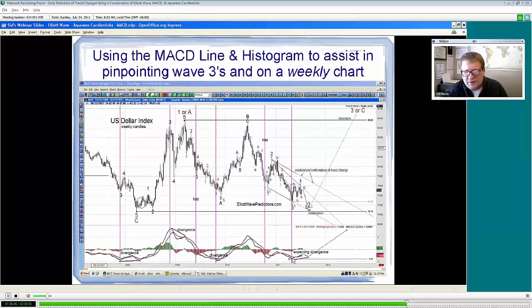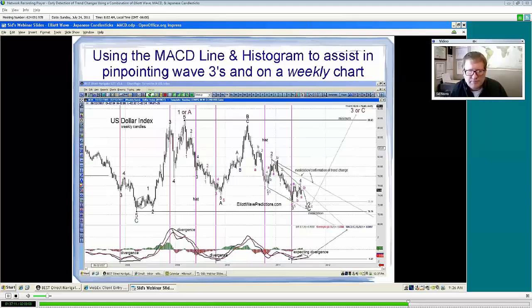And then the deepest part of the MACD line itself, of this whole structure here, is where I've placed the wave 3 label. So being completely aware of the extremes in the MACD line and the extremes in the histogram really helps me determine where to put the wave 3s and the wave 5s, and then build the rest accordingly.